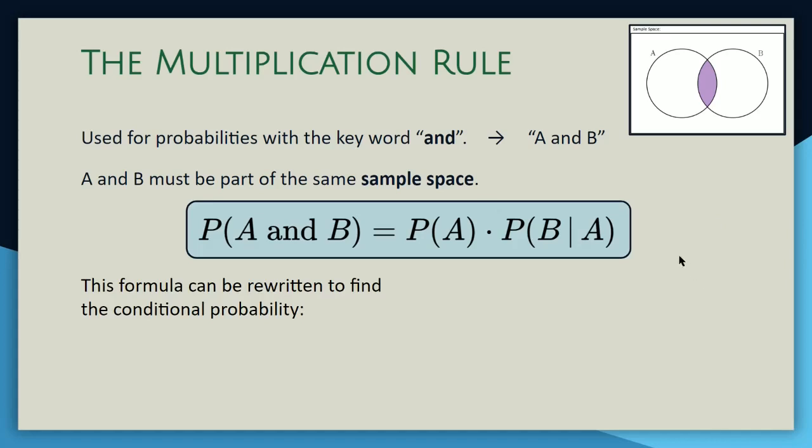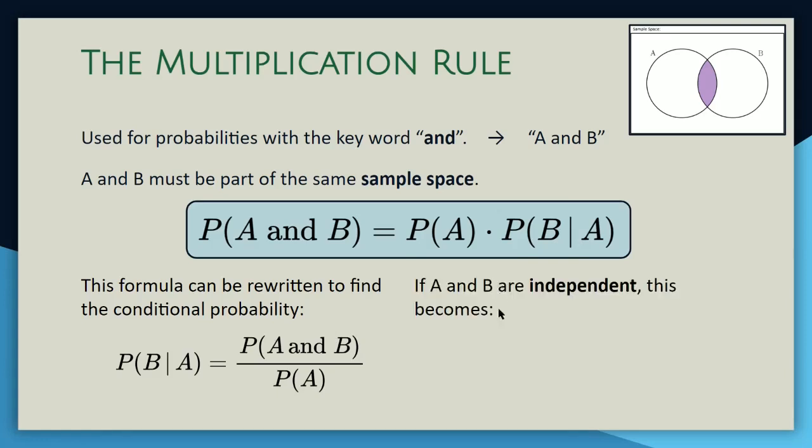We can take this and rewrite it. We can solve it for that conditional probability, and we end up with that formula we saw in our first video. The conditional probability is P(A and B) divided by the probability of A, which was the given statement. So that definition for conditional probability just came from the multiplication rule.